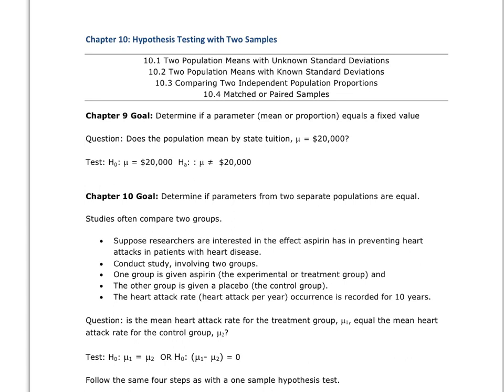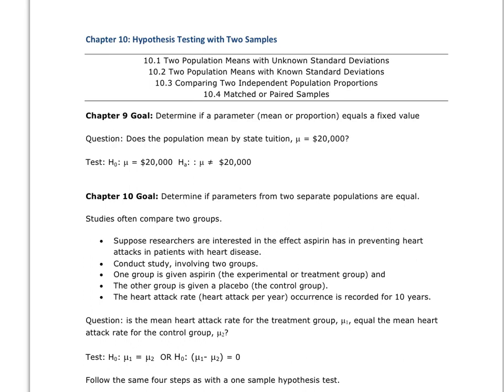Now in chapter 10, we're going to look at two parameters, and we want to determine if the parameters from two separate populations are equal. Often studies are going to compare two groups. You see this over and over again in all sorts of studies and reports that are done. So let's look at an example.